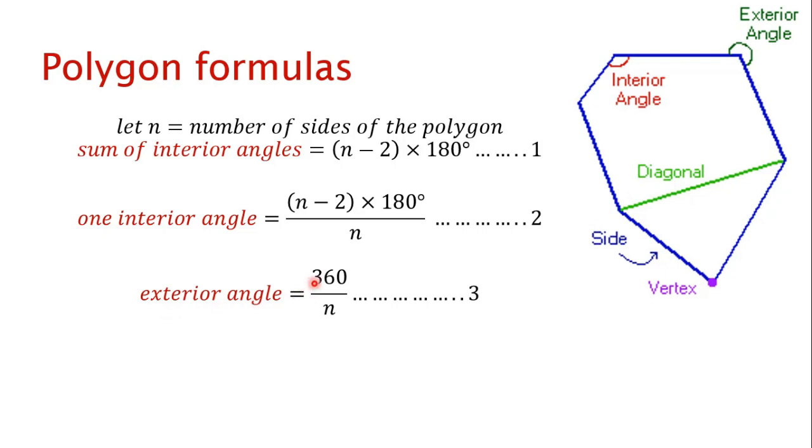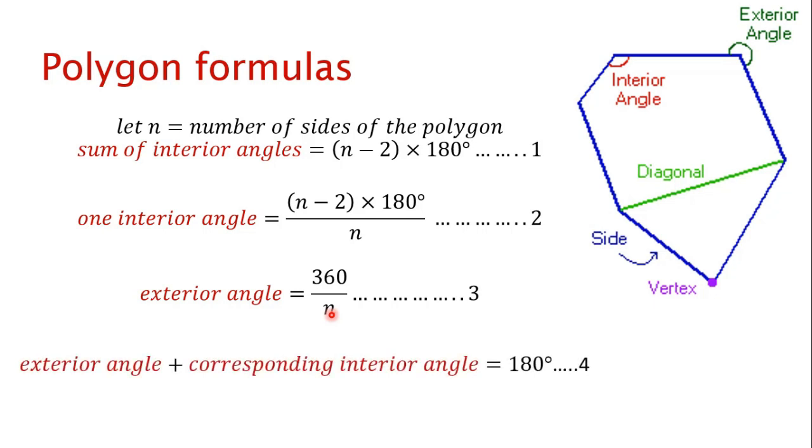Finding the exterior angle is 360 degrees over n. So we divide 360 by the number of sides of the polygon. That gives us the exterior angle. Okay, we have another formula here. Exterior angle plus corresponding interior angle gives us 180 degrees.